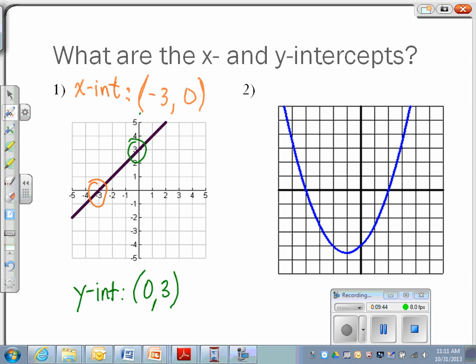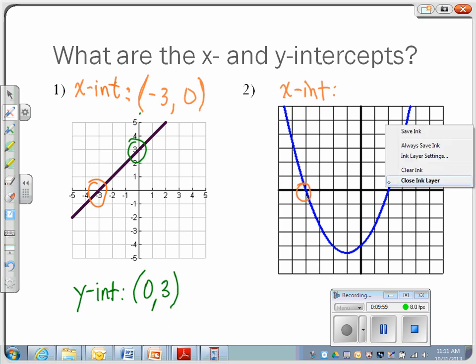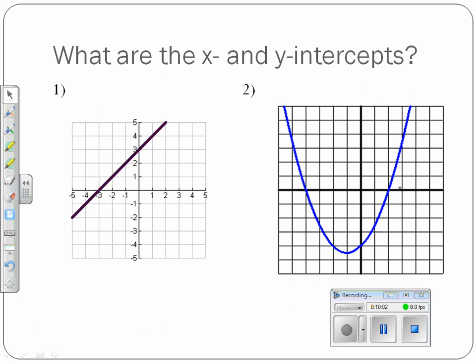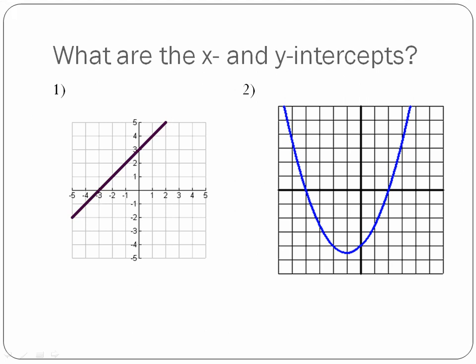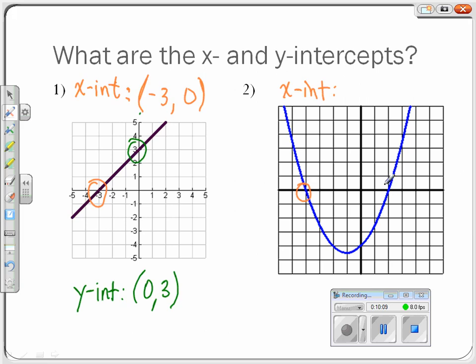Okay. If we look at number 2, if I'm looking for the x-intercept first, I'm looking for where does the graph cross the x-axis. Well, actually, for this curve, that happens in 2 places. Here and here, which means I can have two x-intercepts. This one would be at negative 4, 0, and at 2, 0.